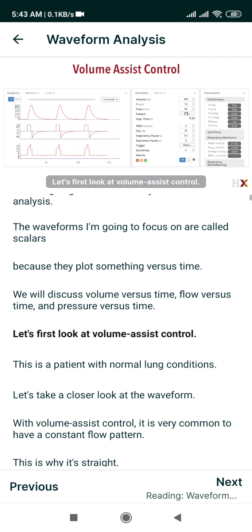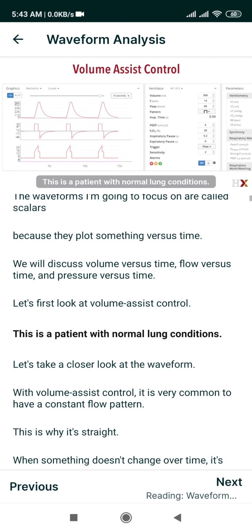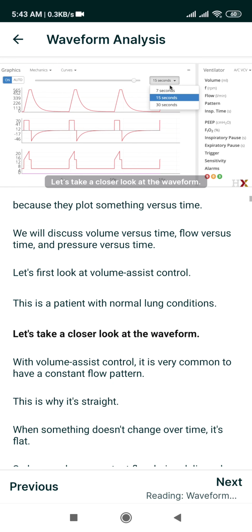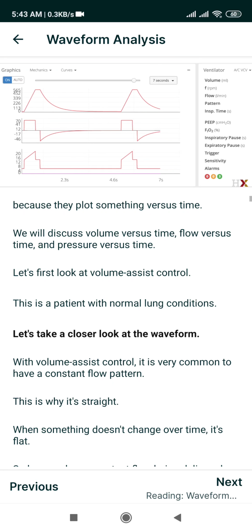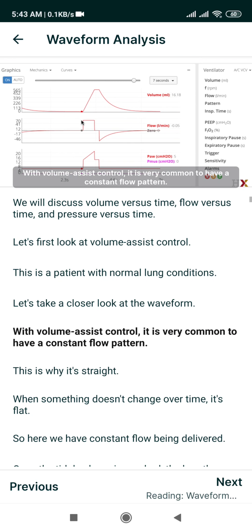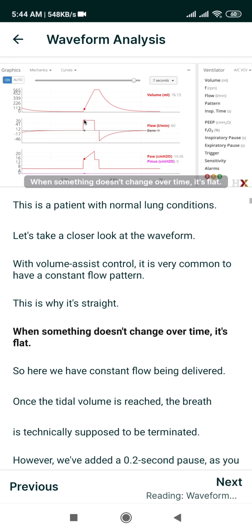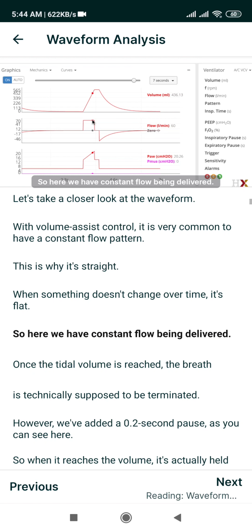Let's first look at volume assist control. This is a patient with normal lung conditions. Let's take a closer look at the waveform. With volume assist control, it is very common to have a constant flow pattern. This is why it's straight. When something doesn't change over time, it's flat. So here we have constant flow being delivered.